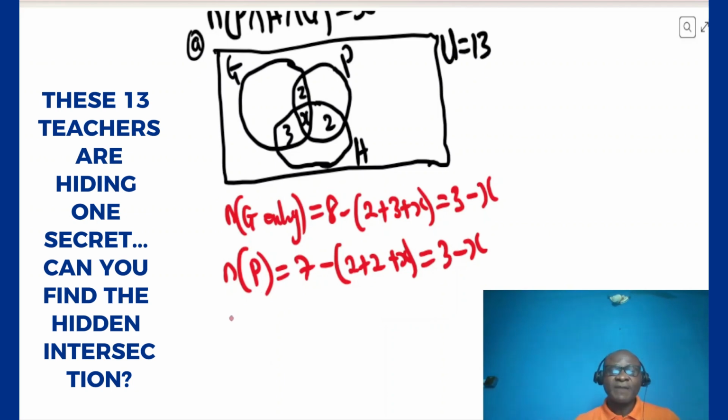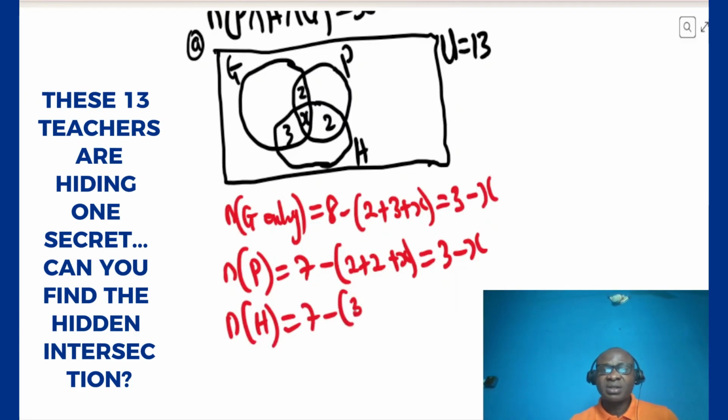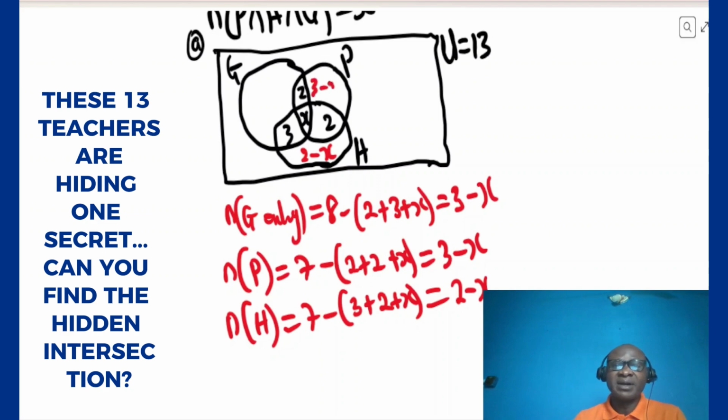Again, the next is the number of those who teach history only. How many are they? They are a total of 7 of them, minus 3 plus 2 plus X. That is now going to give me 7 subtract 5 will give me 2. Then minus X. Now that I have gotten for history, it is 2 minus X. For geography, 3 minus X.